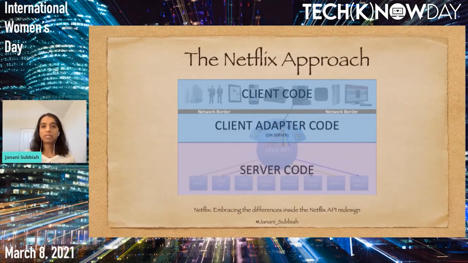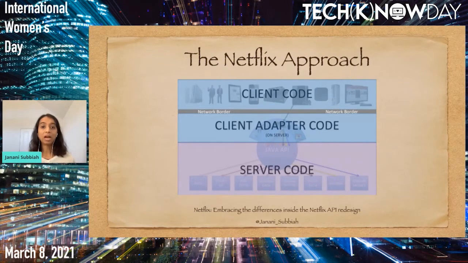And the client code is basically code on the client device. It could be the code that's running in your JavaScript app. If you have a web application that's written in JavaScript, it could be the code running on your Android phone if you're supporting an Android device. So the flow of requests would go as follows.